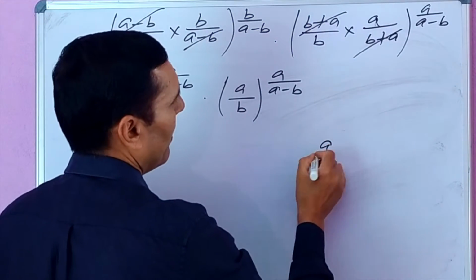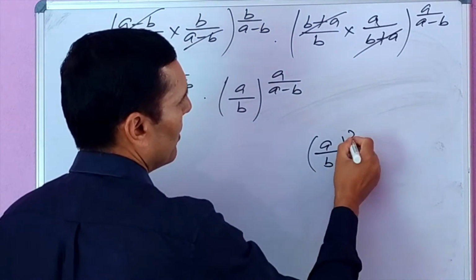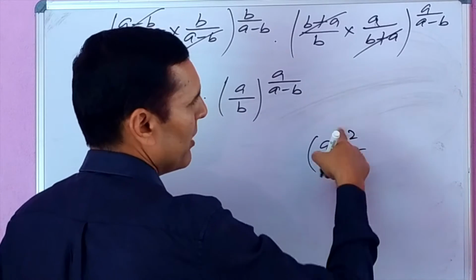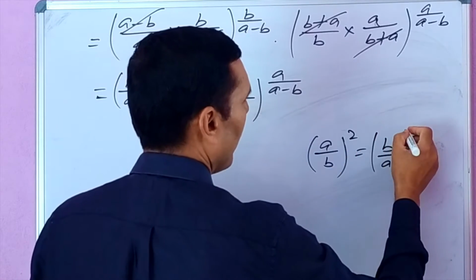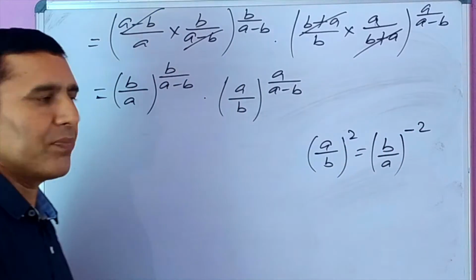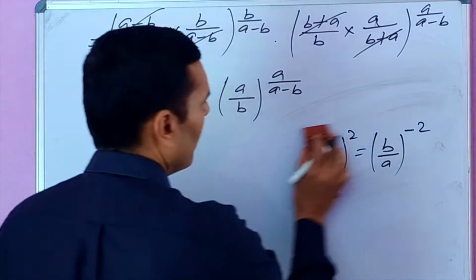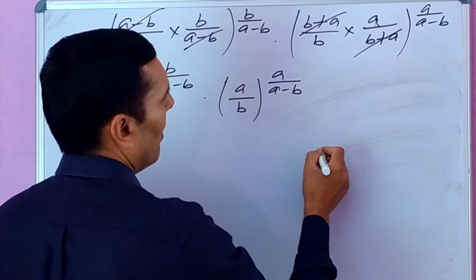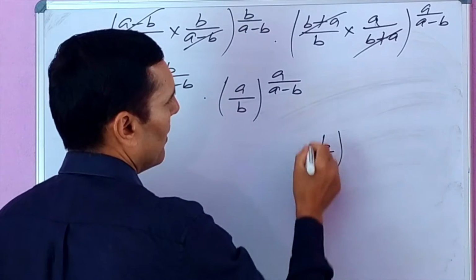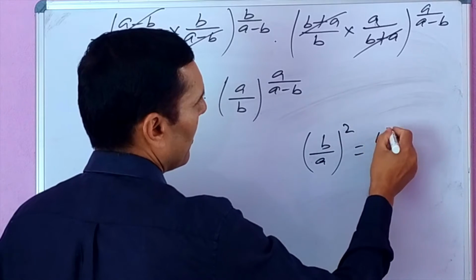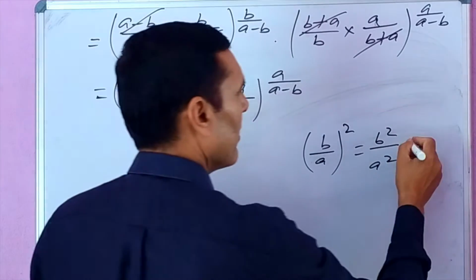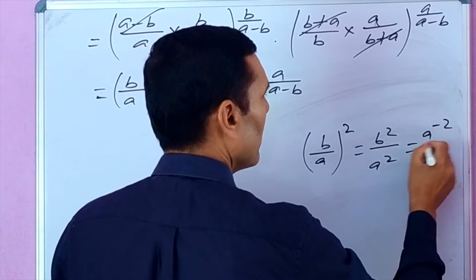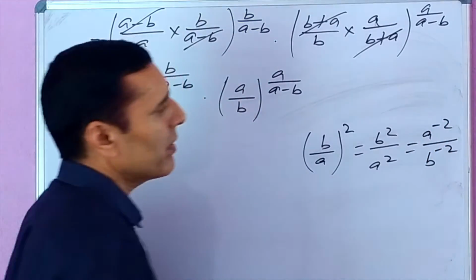If we have a upon b to the power 2, and you interchange the numerator and denominator like b upon a, then you have to write this power as minus 2. We can do it in a very simple way. Like b upon a to the power 2, that is b square upon a square. If you interchange numerator and denominator, it is a to the power minus 2, b to the power minus 2.